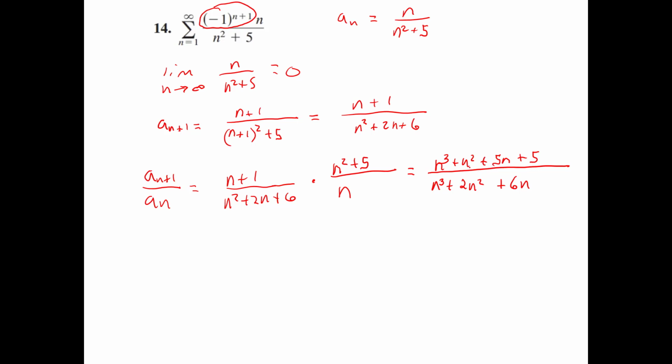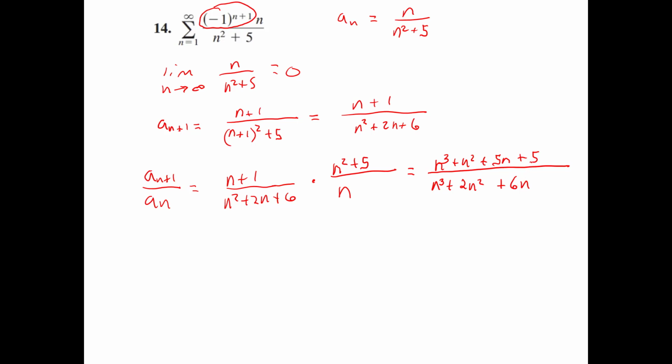But if you compare, you have the n cubes. Here you have n squared, and here you have 2n squared. We have more of the n squared. Everything is positive. Here you have 5n, and here you have 6n, and here you have this extra term of 5, right? So you have more of the n squareds and more of the n's in the denominator.